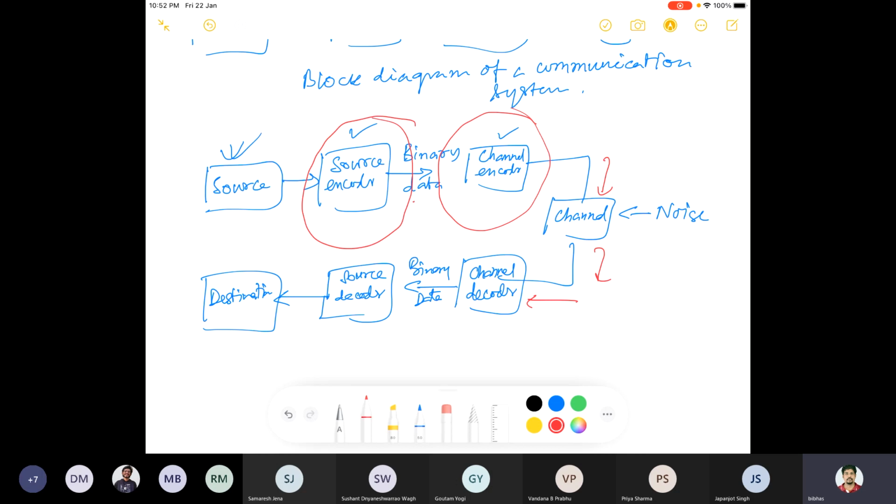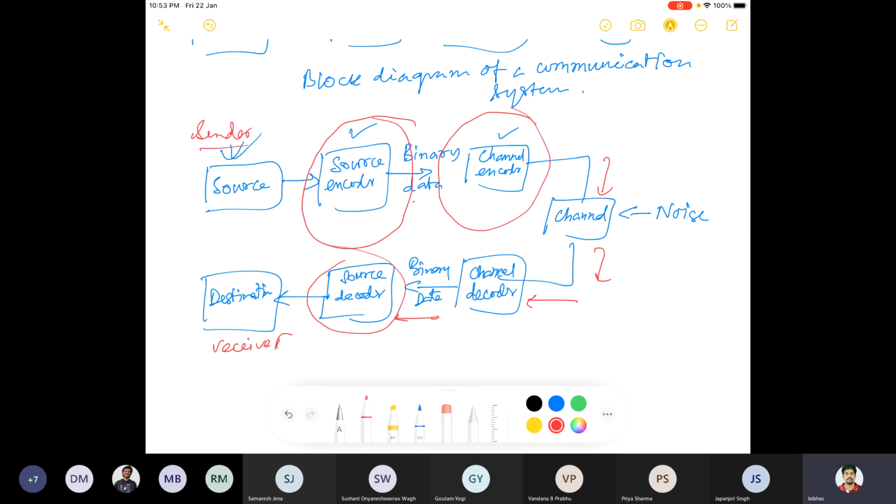And the second thing is, once it is done, the source decoder has to decode whatever is being sent. Suppose the destination, the receiver, knows the coding scheme, then it will just decode what is being received. So this is the receiver and this is the sender, let's say.